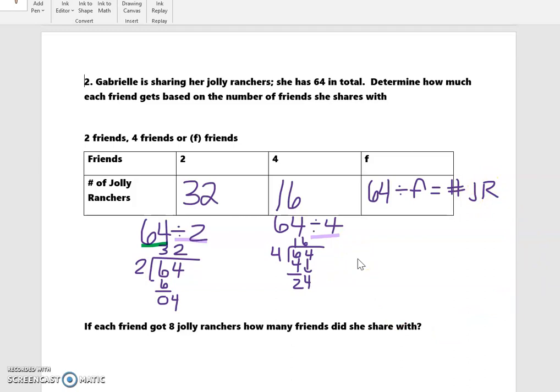Now we use these equations to help us solve further questions. The last piece here says each friend got 8 Jolly Ranchers. How many friends did she share with? When I look at this equation, I need to make sure that this value gets put in the right place. It represents how many Jolly Ranchers someone got, so if I replace that in my equation, this would equal 8. What I'm looking to solve for here is the f. So what I want to know is 64 divided by what number is 8, or 64 divided by f equals 8. And we know 8 times 8 is 64, so f in this problem equals 8.